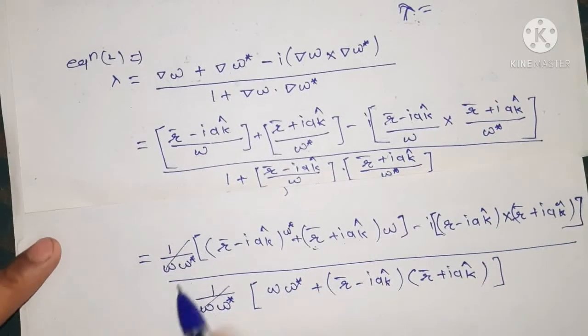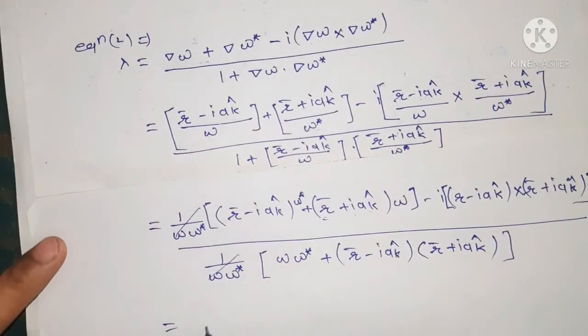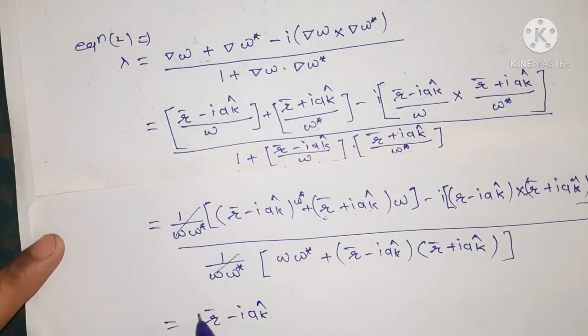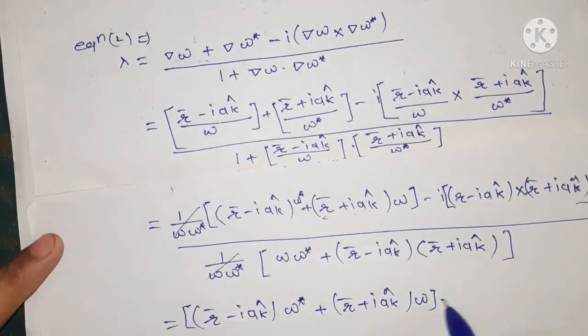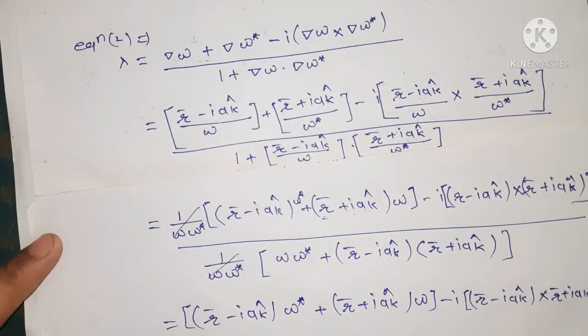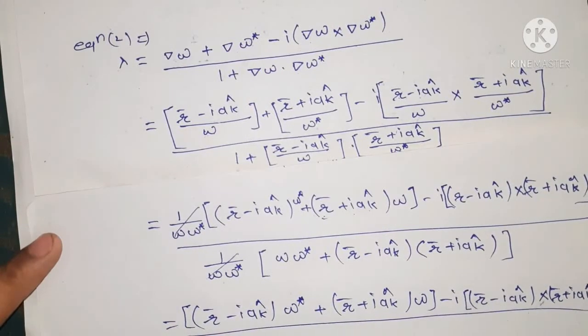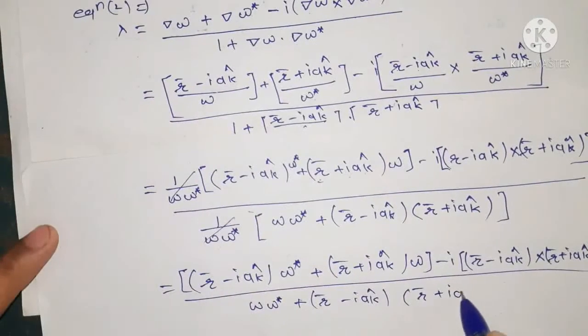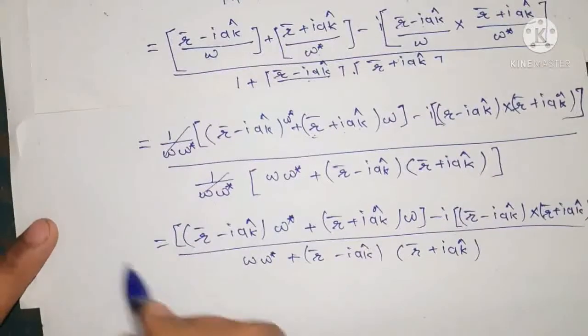Okay, so these terms get cancelled and we have r bar minus i a cap into omega star plus r bar plus i a cap into omega, minus i, in a bracket, r bar minus i a cap cross product with r bar plus i a cap, divided by omega into omega star plus r bar minus i a cap in bracket r bar plus i a cap. Okay, so this is our lambda.